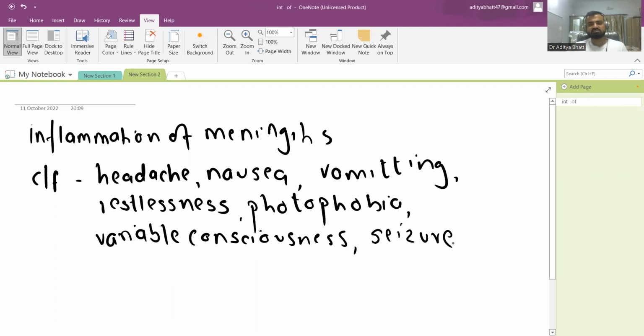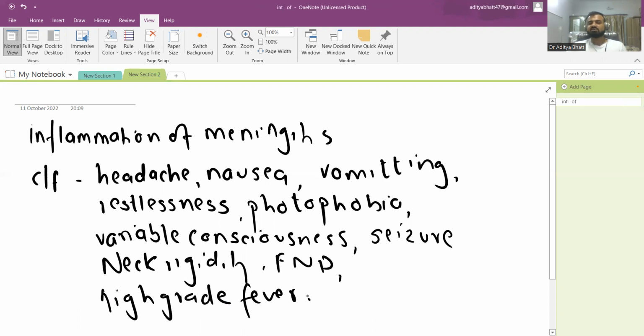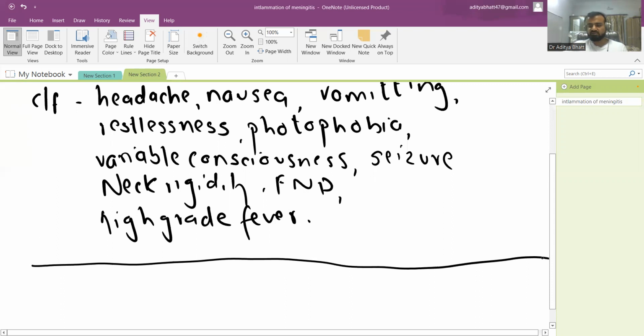And if you look for signs, you find various signs like Kernig's sign, Brudzinski's sign, neck rigidity, nuchal rigidity, and there are focal neurological deficits. There is obtundation, there is spasm of the neck, and there is extremely high grade fever. So these are the common features across all types of meningitis, and you have to keep all this in your mind when you see a patient and suspect meningitis.